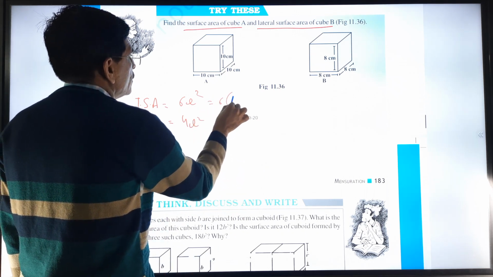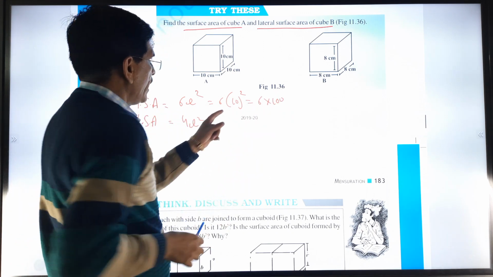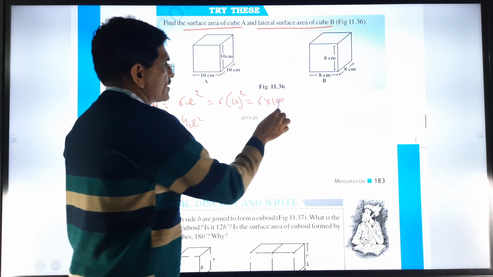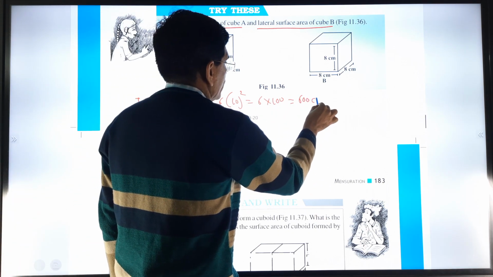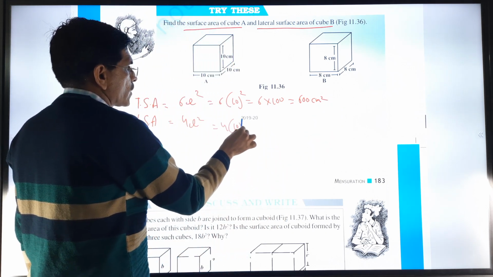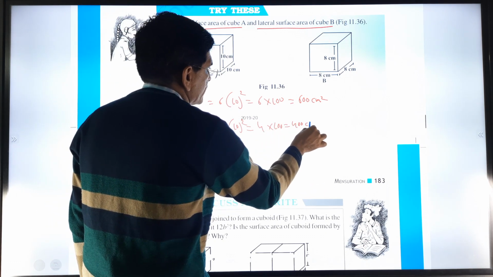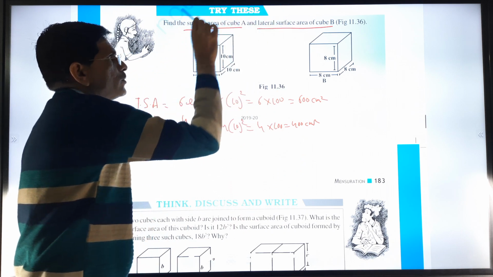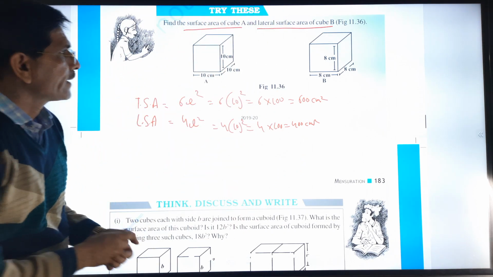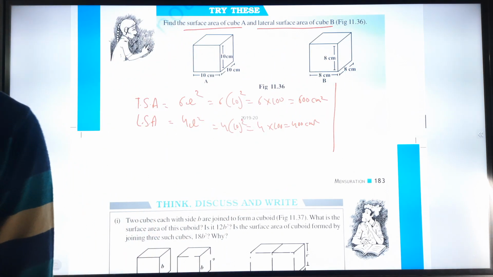So 6 into 10 square, so 6 into 100. Mostly I have seen students doing 10 to the 20. That is wrong. So 600 centimeter square. Now again 4 into 10 square, so 4 into 100, that is 400 centimeter square. Do the same for cube B and compare which has more area. I think you got the answer easily, so compare your answer.